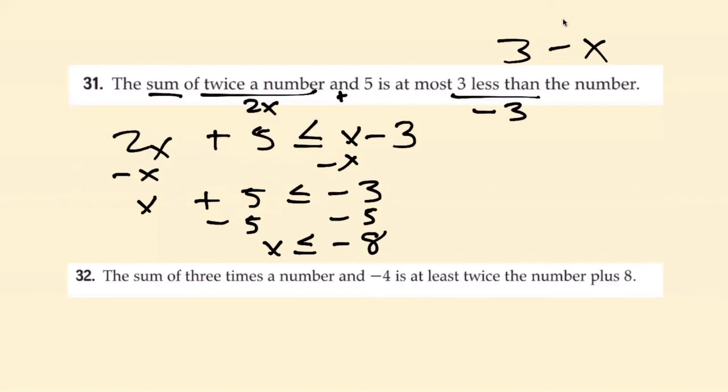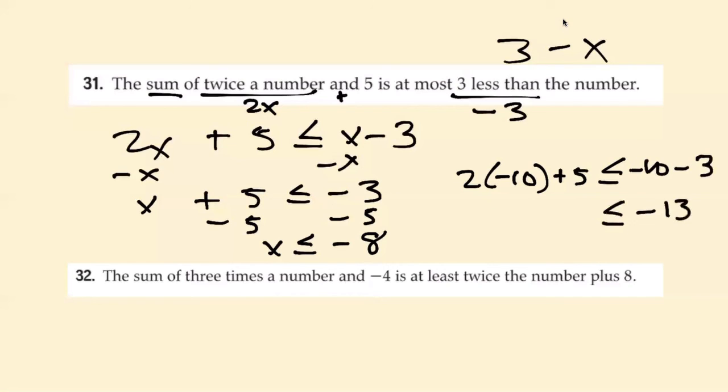And so if you're going to check your answer for this, you would just put in any numbers. Let's use -10. So 2 times -10 plus 5 should be less than or equal to -10 minus 3. Well, on the right side, you get -13. On the left side, you have negative 20 plus 5, which is negative 15. And negative 15 is less than negative 13. You would only get it to be equal to it if you actually used this number. So I'm going to leave this there for you guys.